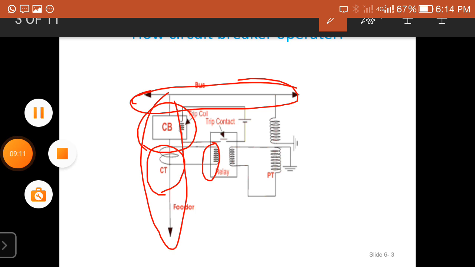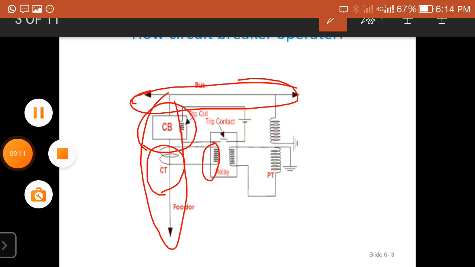Next, coming to the working of a circuit breaker, this is the basic diagram of a circuit breaker. In that we have various components. First one is the fixed contact. This is the fixed contact.